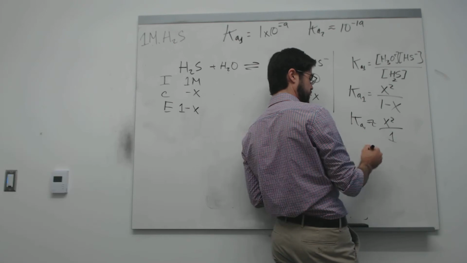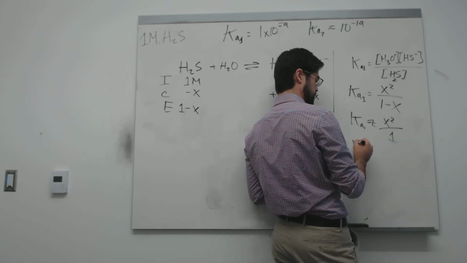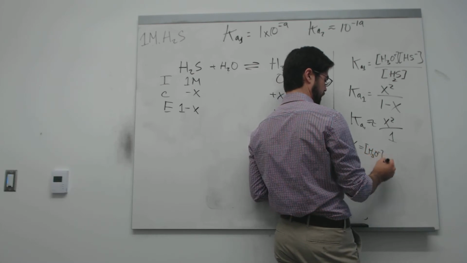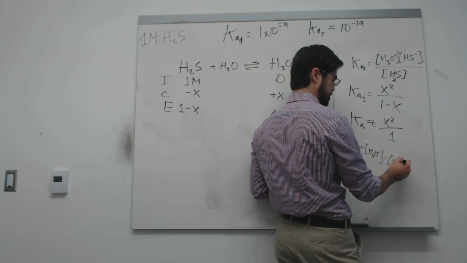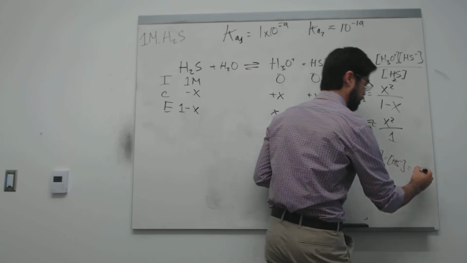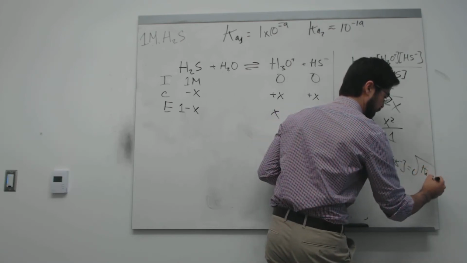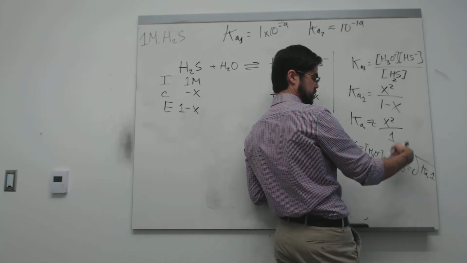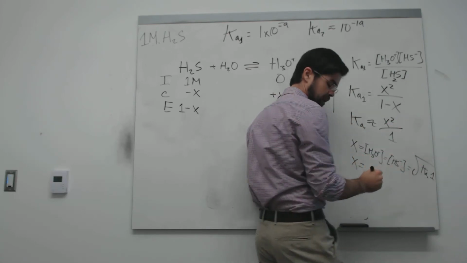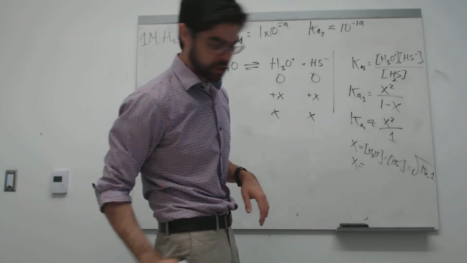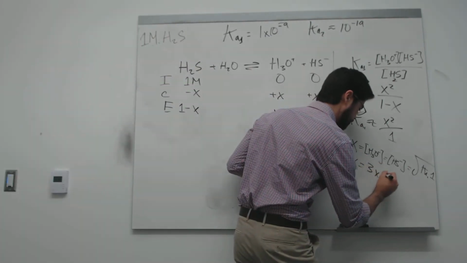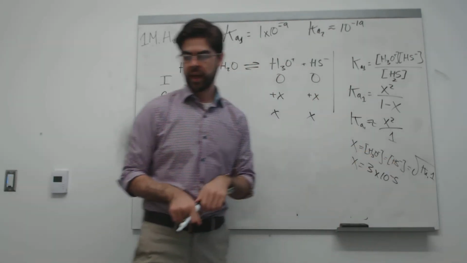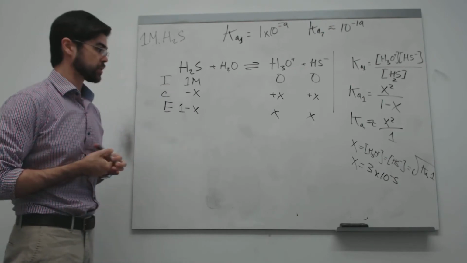So I can move over the 1 and take the square root, and I get that X, which is my hydronium concentration and also my HS minus concentration, is going to be the square root of Ka1 times 1. So again, I multiply over the 1, and then I take the square root of it. That ends up being, I calculated this, 3 times 10 to the negative 5. All right, so that's my hydronium concentration and my HS minus concentration.